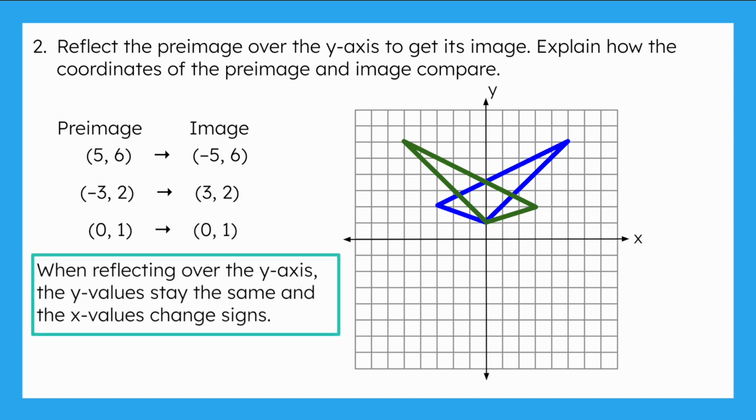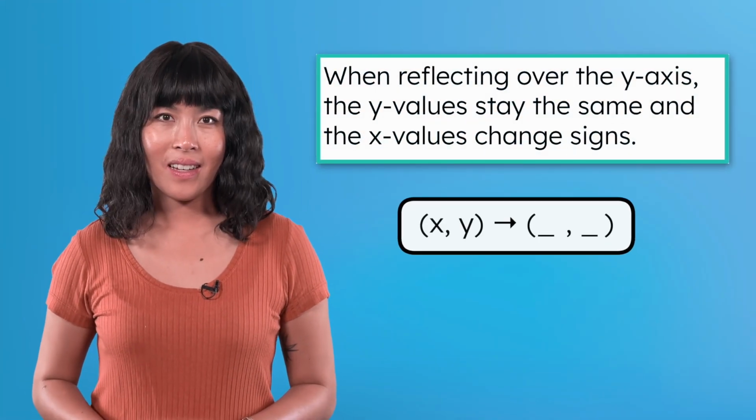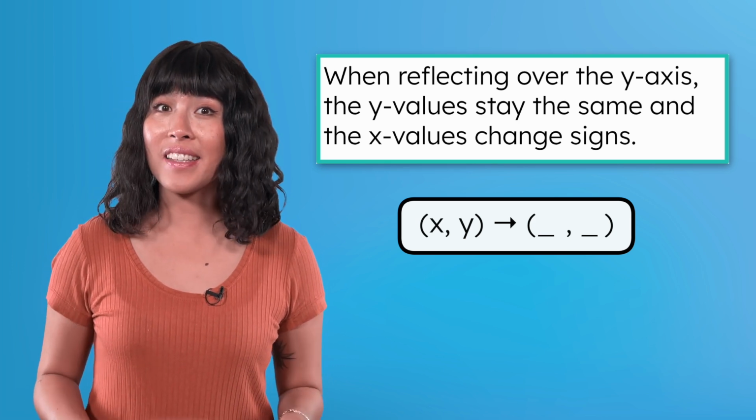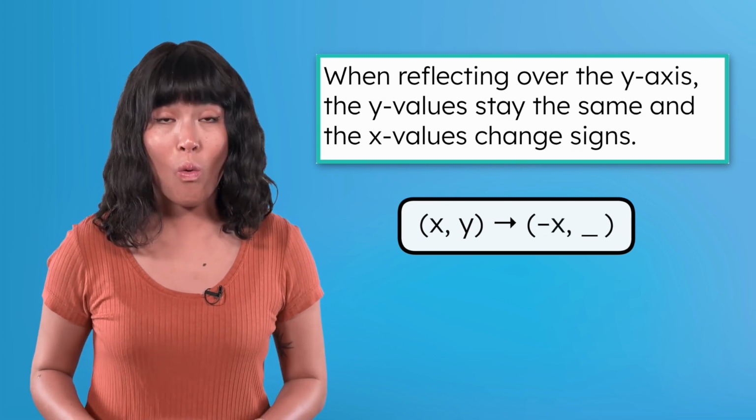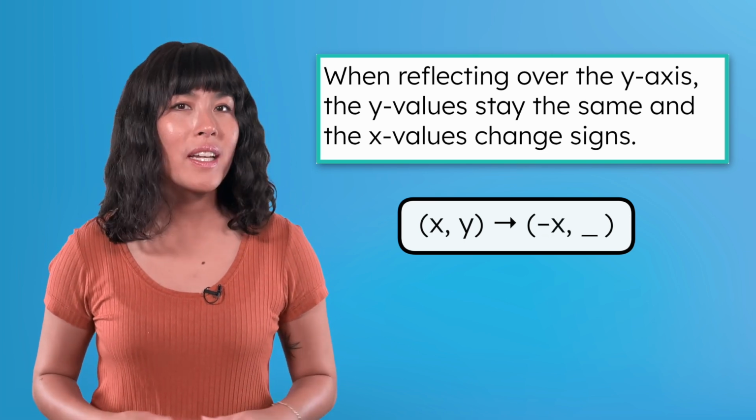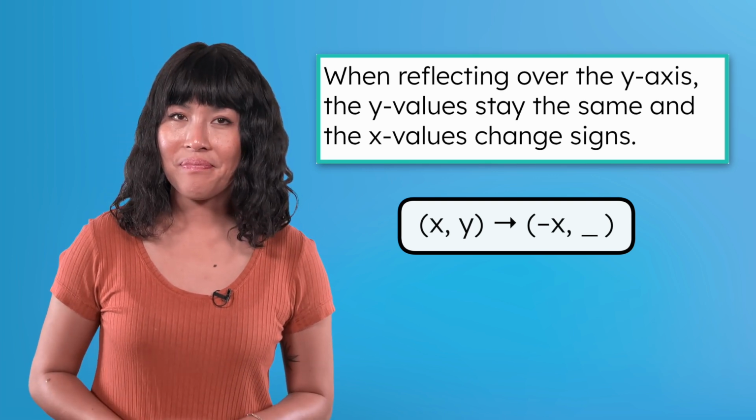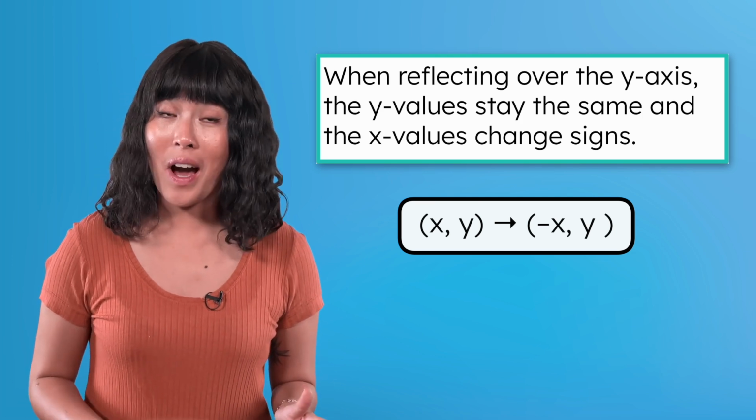Yeah, when reflecting over the y-axis, it's the y values that stay the same and the x values that change signs. Let's take this summary and turn it into coordinate notation. What needs to go in this first blank to show that x values change signs? Yeah, we can put negative x, or the opposite of x. And what needs to go in this other blank to show that y stays the same? Exactly. Let's just keep y as y.